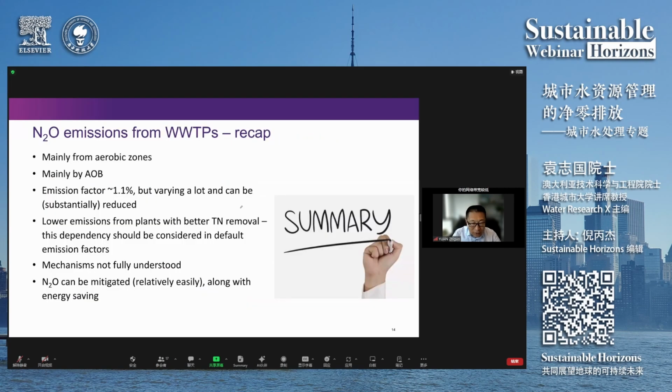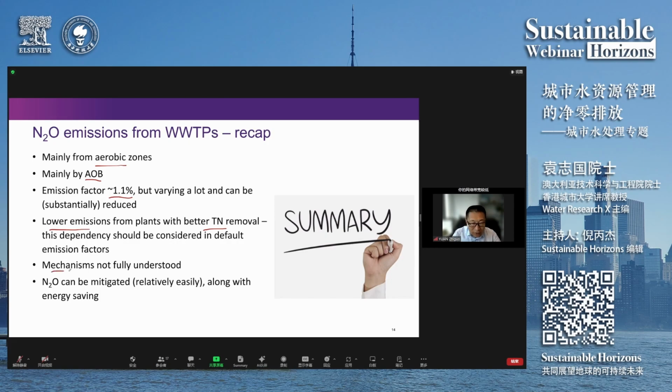Now, a summary of N2O emission from wastewater treatment plants. It comes mainly from aerobic zones, and mainly by AOB, ammonium oxidizing bacteria, with an emission factor probably around 1.1% before an optimization is done. But we can reduce emission by controlling the treatment plant to achieve better TN removal. As I said, that's very good news.